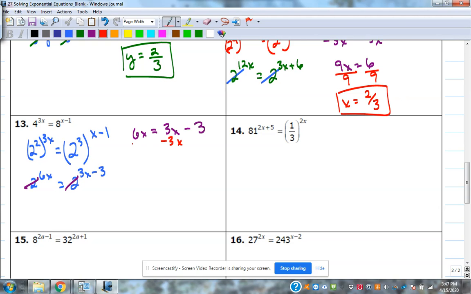Solve it. It's 3x. 3x is equal to negative 3. X would have to be negative 1.